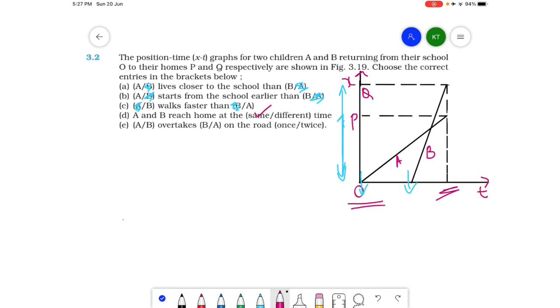Now, fifth part of the question. Does A or B overtake B or A on the road once or twice? So from the graph we can see they are intersecting at one point. And we see that B's speed is greater than A's. That means B is overtaking A once. So we see B overtakes A on the road once. So this is the answer for this question.